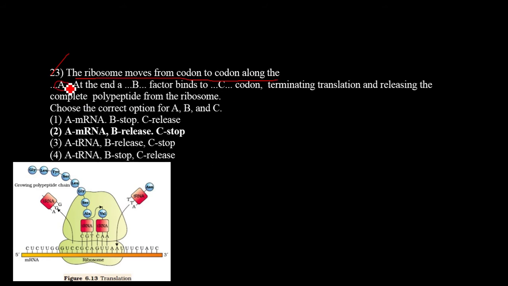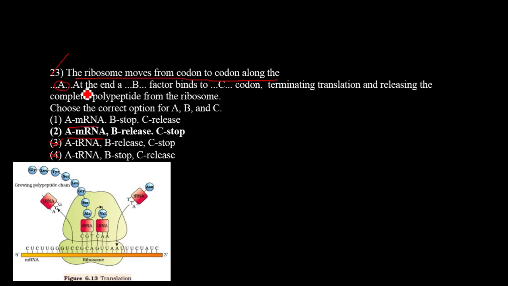In the dash they have given A. The ribosome moves from codon to codon along the mRNA. Here in the dash, A means mRNA. In the first two options we can see mRNA, hence we can eliminate option 3 and option 4, where they have given tRNA. But in option 1 and 2 they have given the mRNA only. A is mRNA only. Hence the answer is 1 or 2.